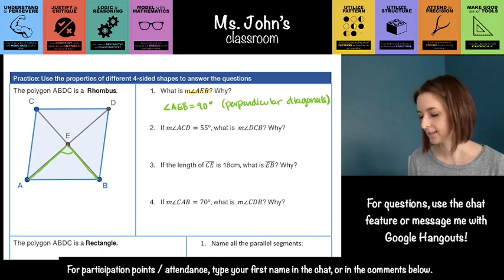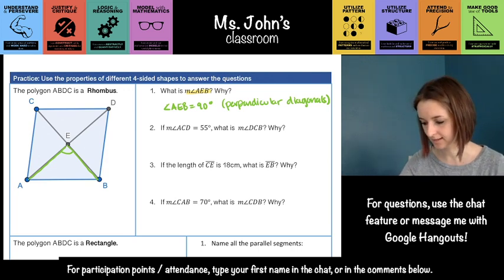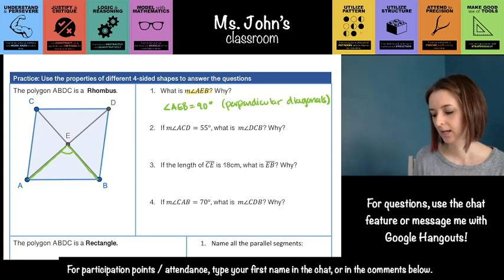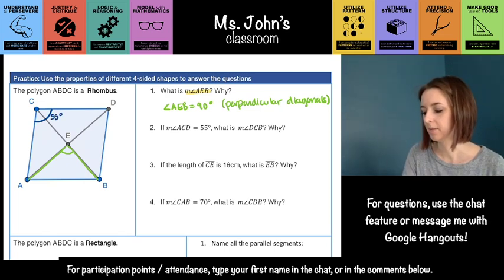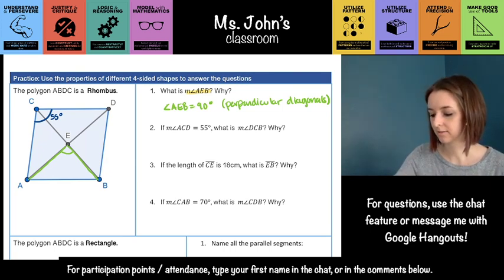The next one asks if the measure of ACD, so I'm not even going to read the rest of the question. I'm first going to mark that. The measure of ACD is 55 degrees. The whole angle, not just the part in between the diagonal and the edge, it's the whole thing. It asks what is the measure of DCB? So this is 55 degrees. Now it's asking what this angle is.